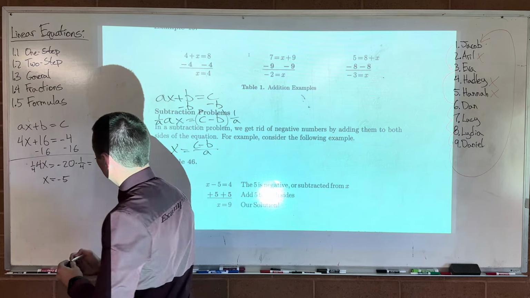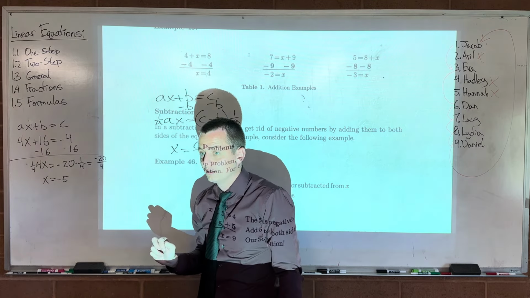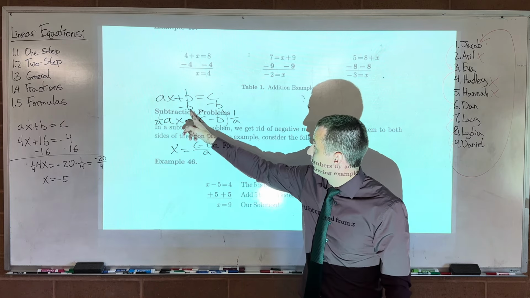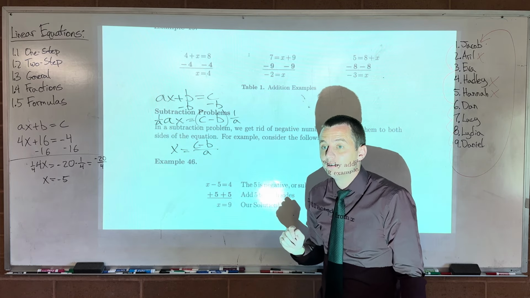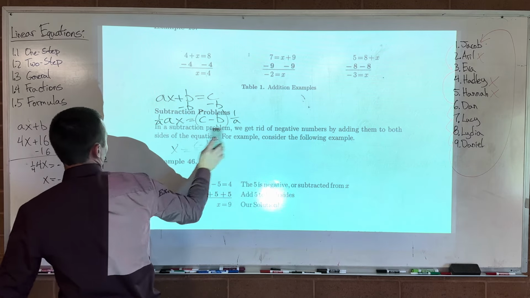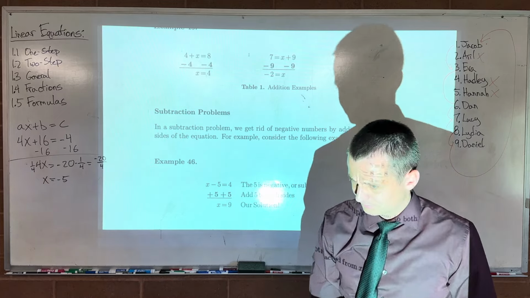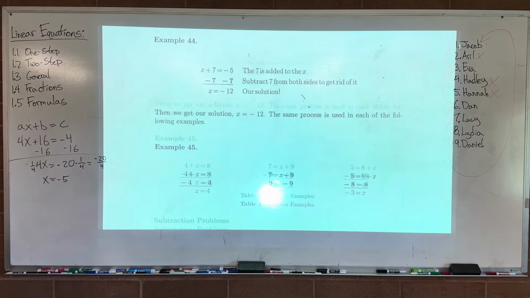That's what we did over here. We subtract 16 from both sides, then we divide by 4. Subtract b from both sides, then divide by a. Or multiply by 1 over a, same thing. That's the general pattern, that's how we always do it. So now, let's go through some of the author's examples and just solve them.